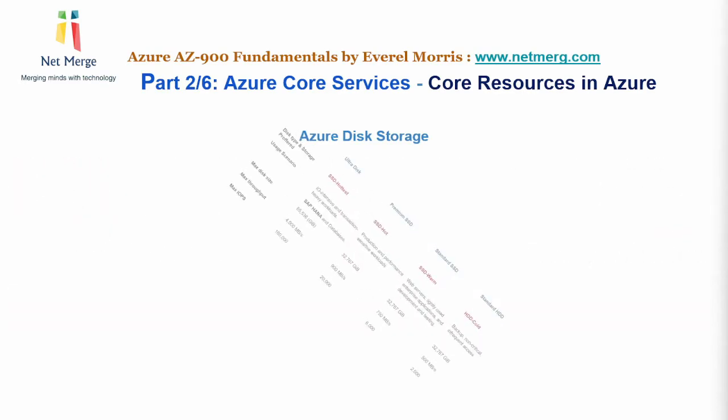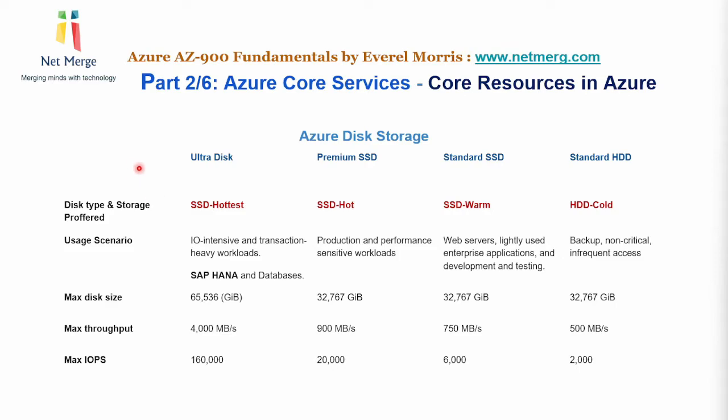Now let's take a look at Azure Disk Storage and the different types of storage. This is your Ultra Disk, and it's the hottest type of disk. Now you have your Premium disk, which is SSD hot. Now you also have your Standard SSD, which is SSD warm, and then you have the Standard hard disk drive, which is HDD cold. So you'd use these mostly for archiving purposes.